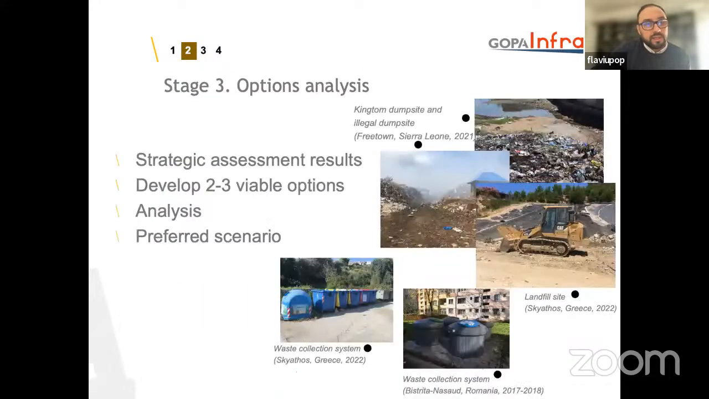Options analysis. Yeah, so this is the next stage. Basically, we take the shortlisted interventions from the strategic assessment into an options analysis. So here we develop 2-3 viable, potential options, and then we do a further analysis. We drill down into the analysis, and then in the end we select the preferred option.